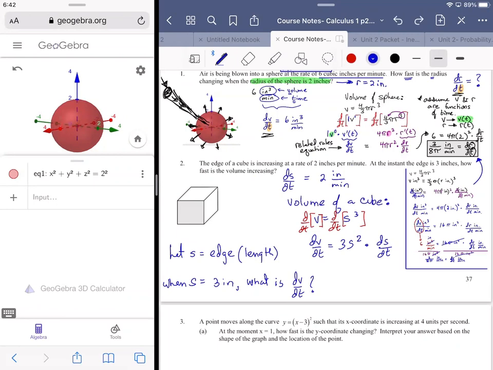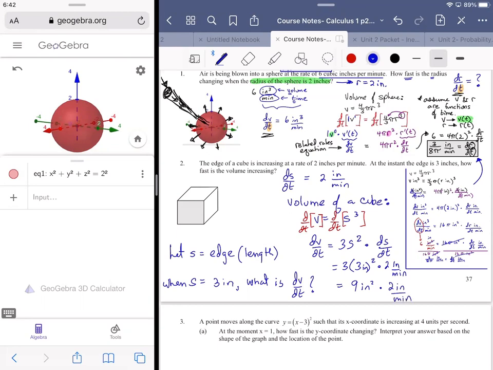They're asking us for dV/dt. So I plug into the right side of the equation: S is equal to 3 inches. I'm going to throw the little units in there. ds/dt is 2 inches per minute. So I'm looking at 9 inches squared times 2 inches per minute.